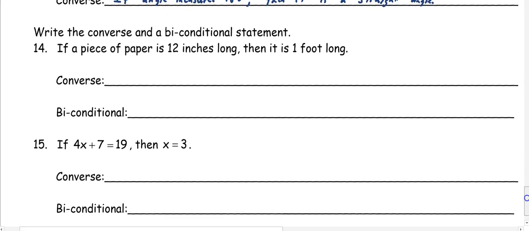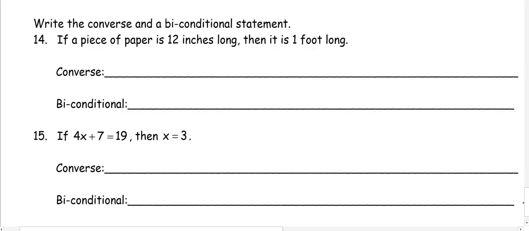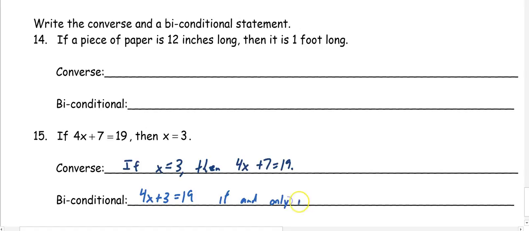For number 15, we're going to write the converse and the biconditional. So we already have the conditional, which is if 4x plus 7 equals 19, then x is 3. So our converse would be if x equals 3, then 4x plus 7 equals 19. Since this is true, we can write our biconditional and we can say 4x plus 7 equals 19 if and only if x equals 3. If you want to abbreviate that, you can use IFF.